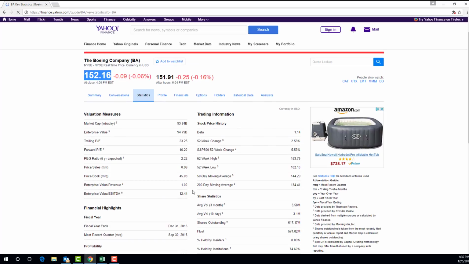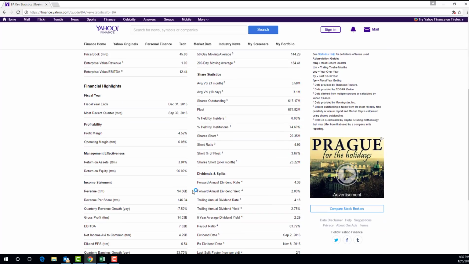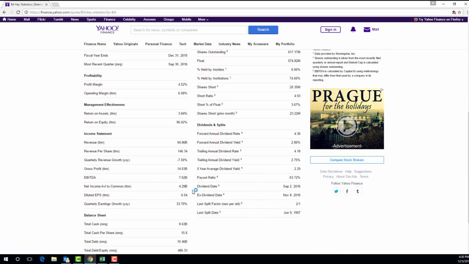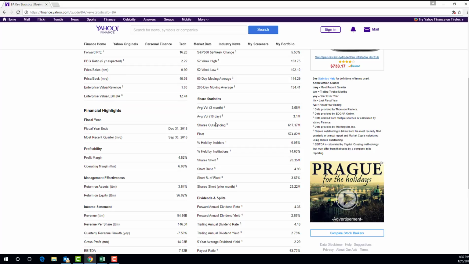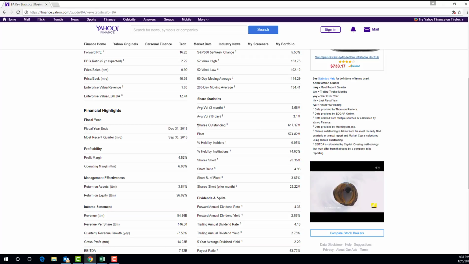And I'm going to slide down. And where is my number here? I think I passed it. There it is. Shares outstanding. So that's the current number of shares outstanding, 617.17 million. The book gives us 826 million. Once again, old data, but that's where you'd find the number.